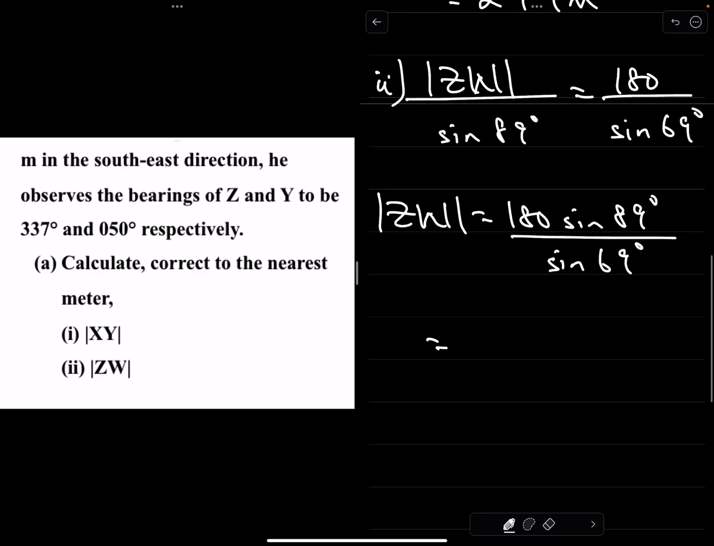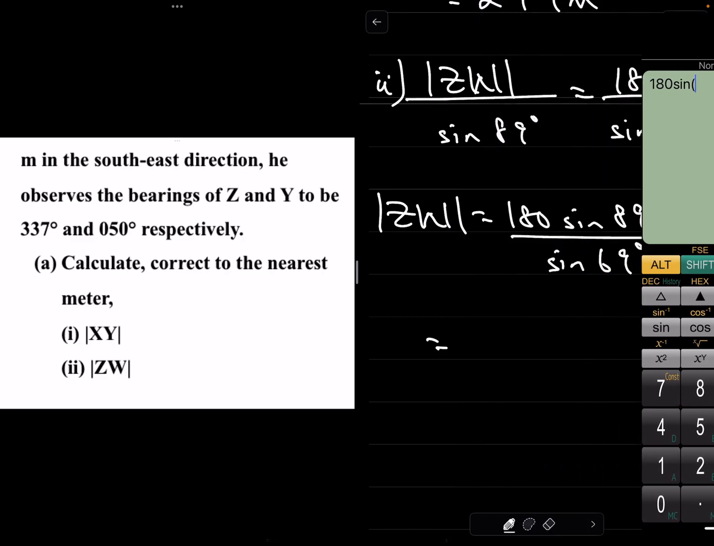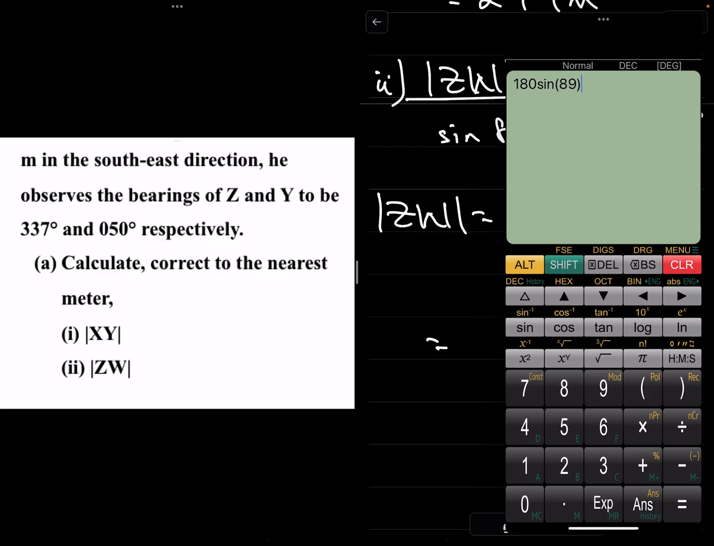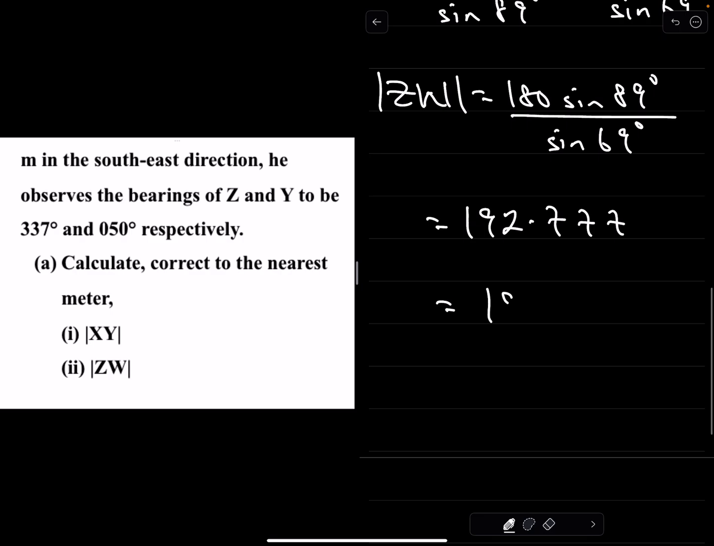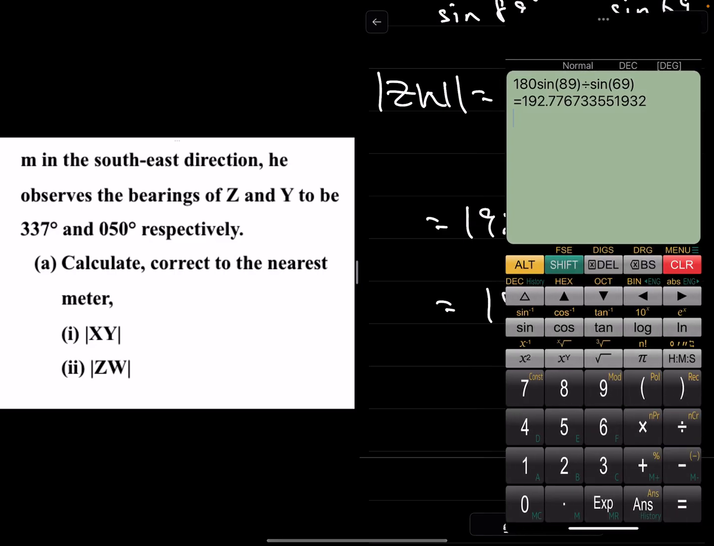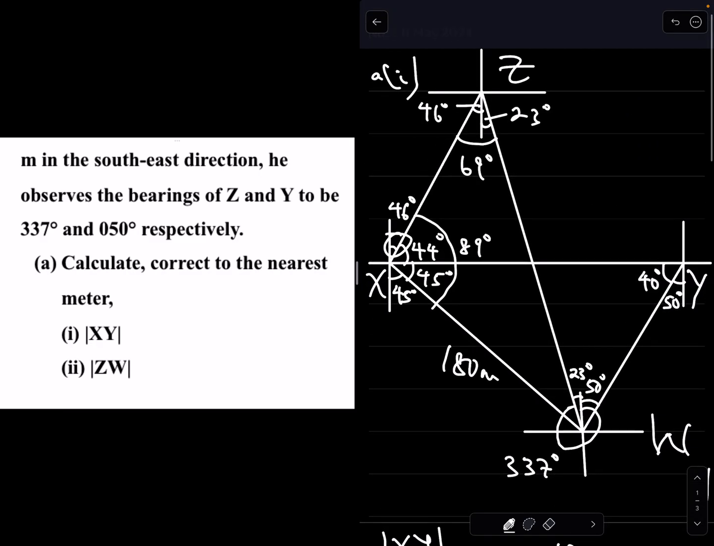And let's work that out very quickly. 180 sine 89 degrees divided by sine 69 degrees is equal to 192.777 meters, which is to the nearest meter 193 meters. And that's it, very, very simply.